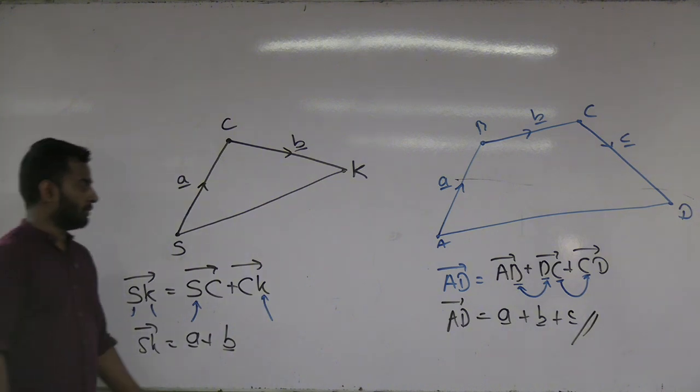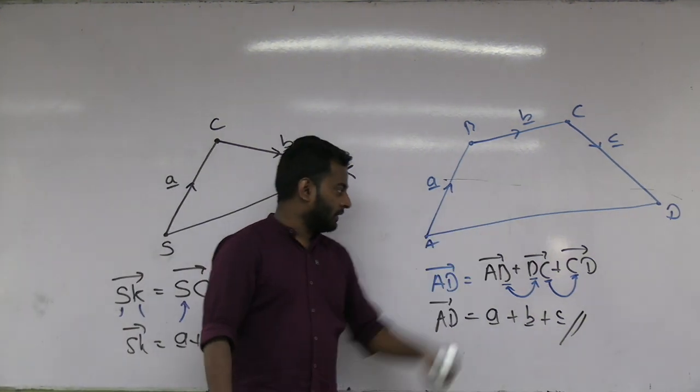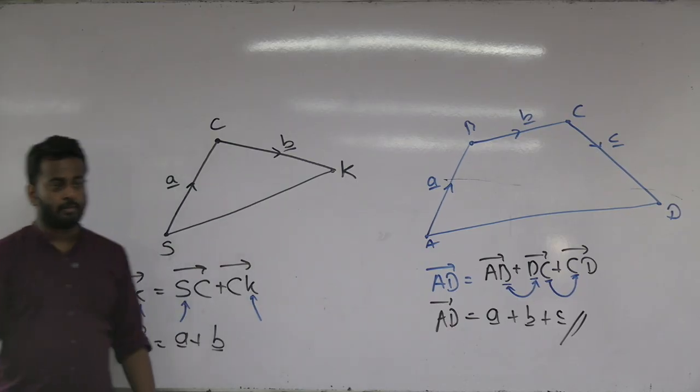And we'll write the second example also. A, B, C, D, and we have to find the vector AD.